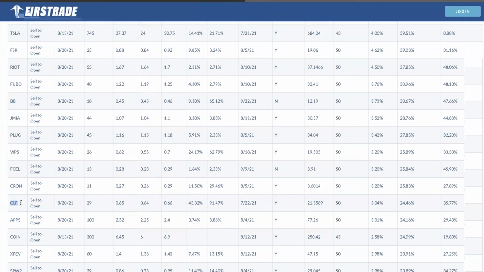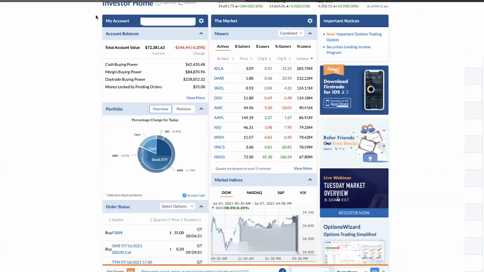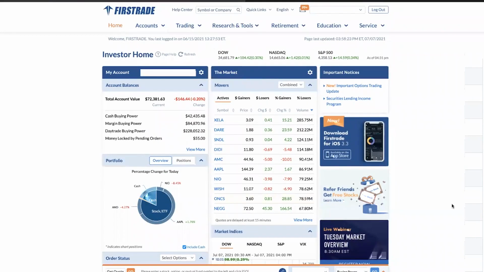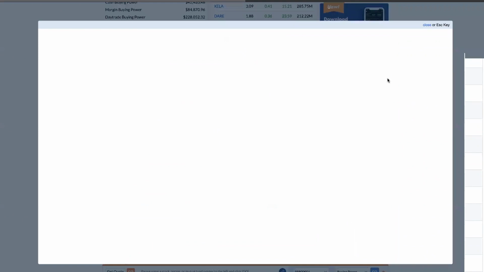I don't know how many of you know of this stock, but they're one of the largest steel producers here in the US, Cleveland Cliffs. So what I'm going to show you is Options Play. This is the tool that you have access to free of charge as part of a First Trade account. You can access it by going to your home screen and scrolling down. You see this launch section here on the right hand side. You can click on that to launch the Options Play screen.